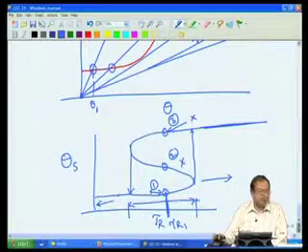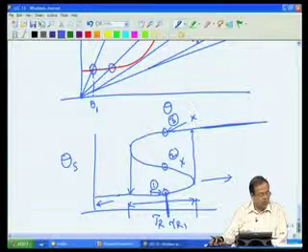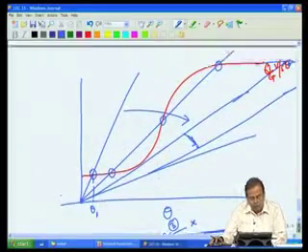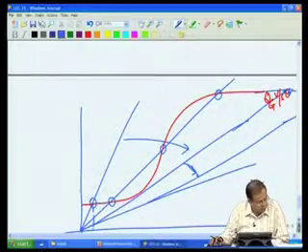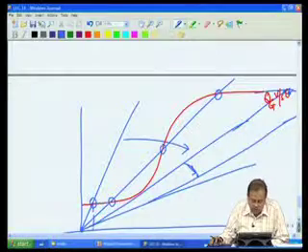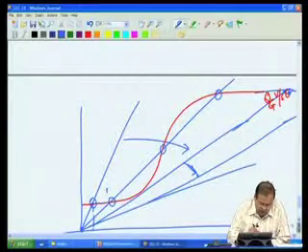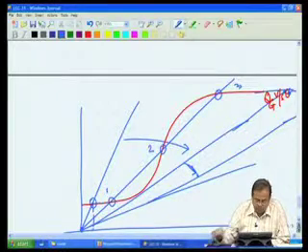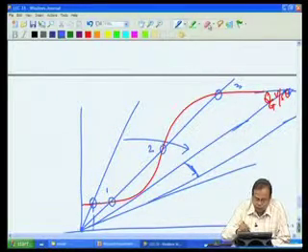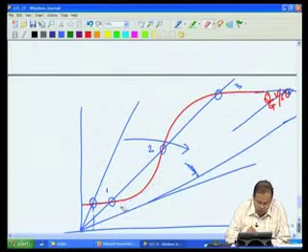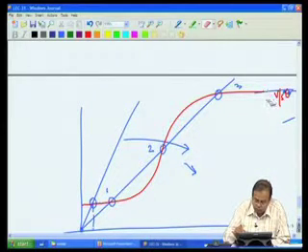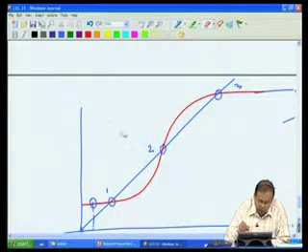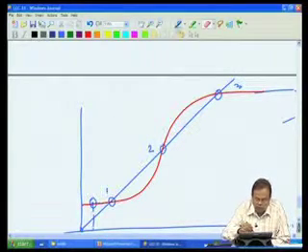Let us try to answer that question in this particular manner. Let us say that this was my steady state 1, this was my steady state 2 and this is my steady state 3, and I am going to remove some of this material so that we have only the required part.